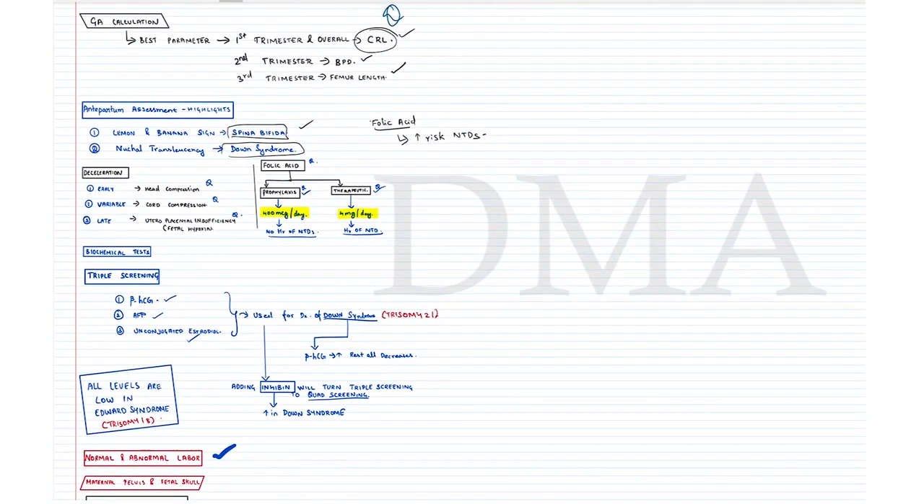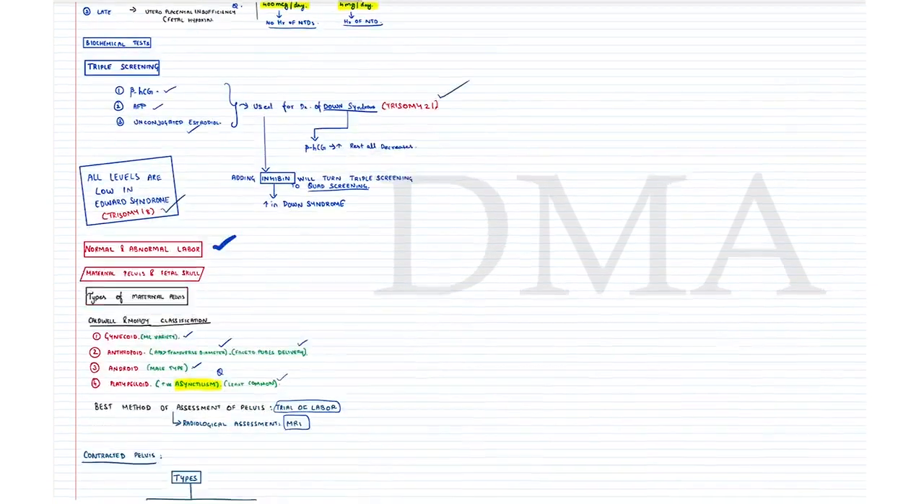And antepartum assessment: lemon and banana sign is seen in spina bifida. Nuchal translucency is seen in Down syndrome. Down syndrome is trisomy 21. Edwards syndrome is trisomy 18. All levels of your quad screening test are low in Edwards syndrome. What parameters increase in trisomy 21? Beta HCG increases and inhibin increases.